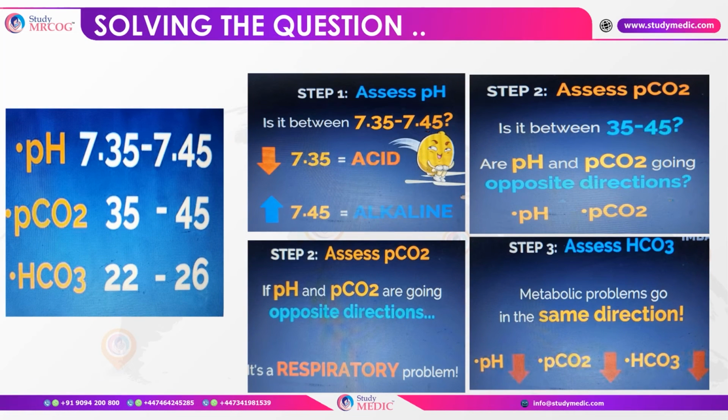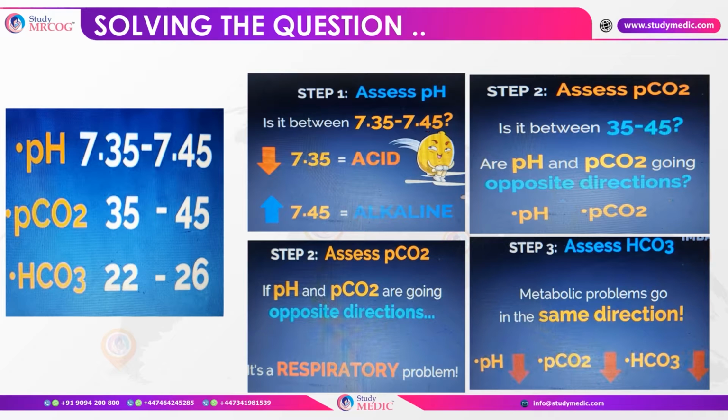The normal value of pH is 7.35 to 7.45, PCO2 is 35 to 45, and bicarbonate is 22 to 26. Step 1 is assessment of pH. We are going to see whether it is acidotic or alkalotic. In acidosis, the value of pH reduces to less than 7.35, and in alkalosis it goes more than 7.45.